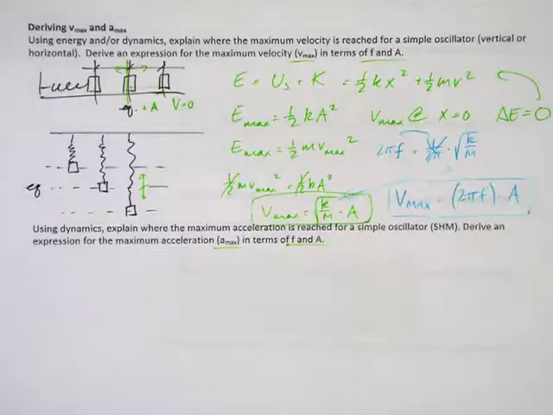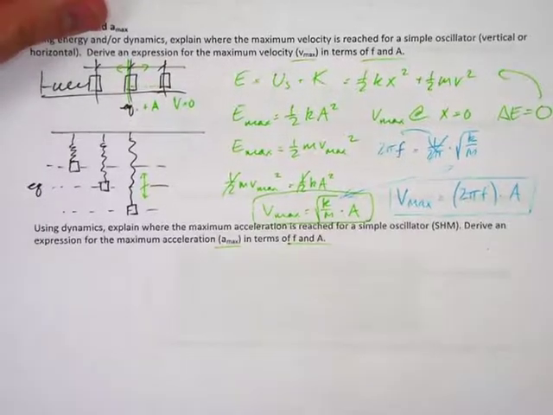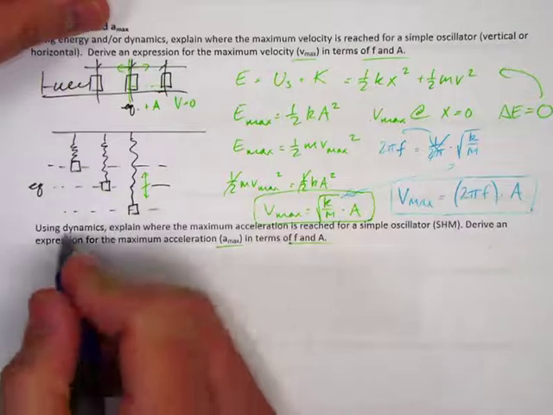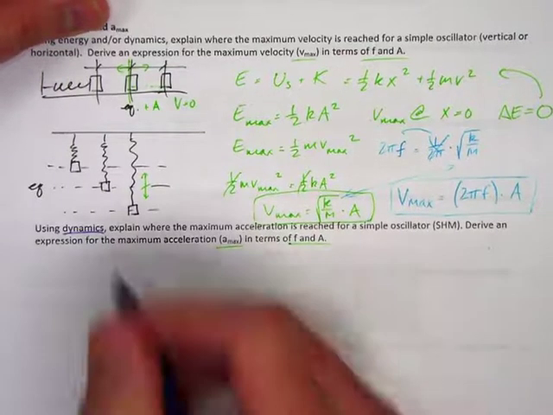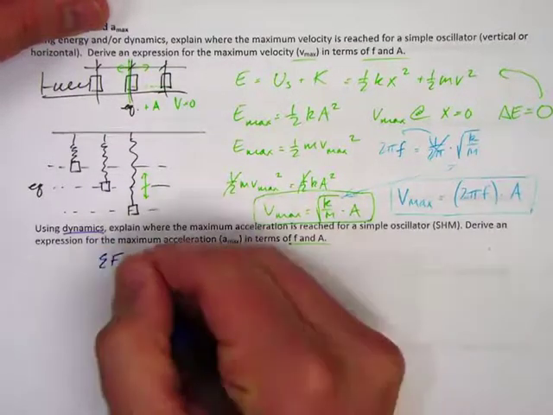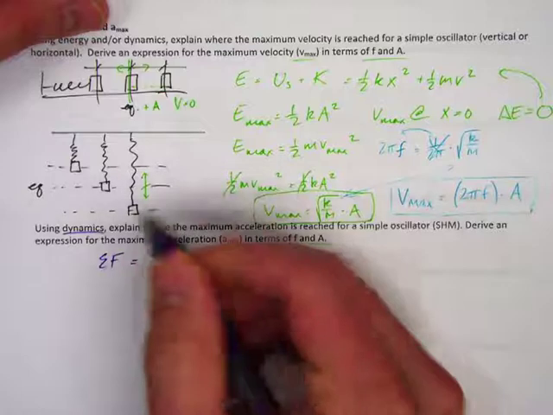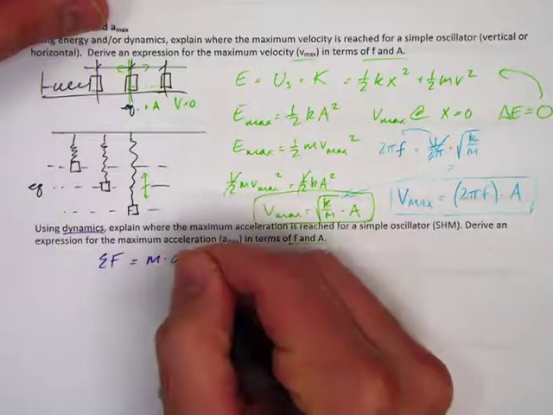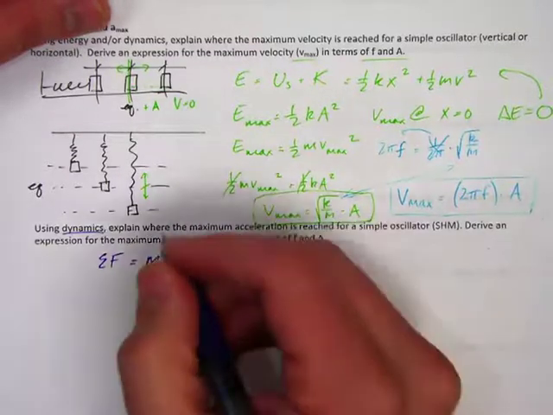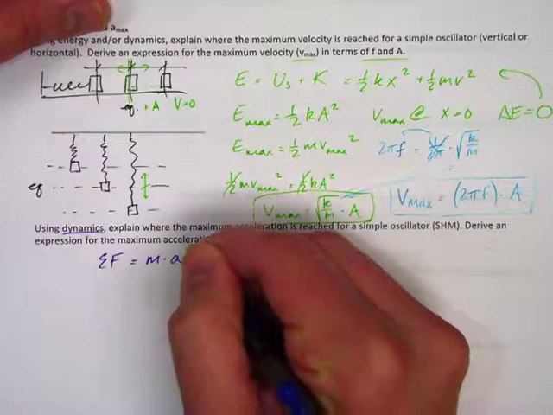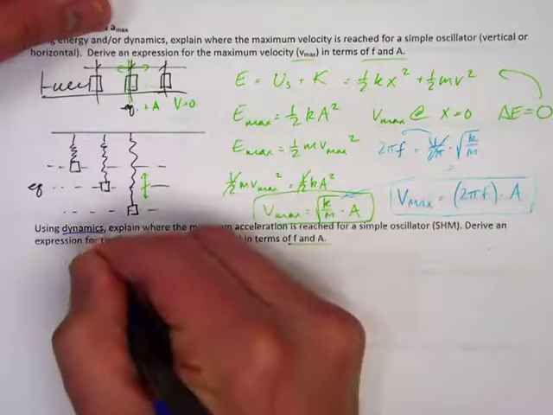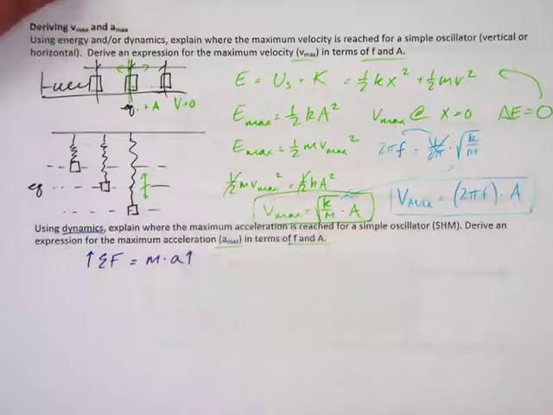All right, now let's look at A max in terms of F and A. So in order to look at A max, let's use dynamics, because we know from Newton's second law the net force acting on some object will equal its mass times acceleration. So when this is at its greatest, the net force must be at its greatest.